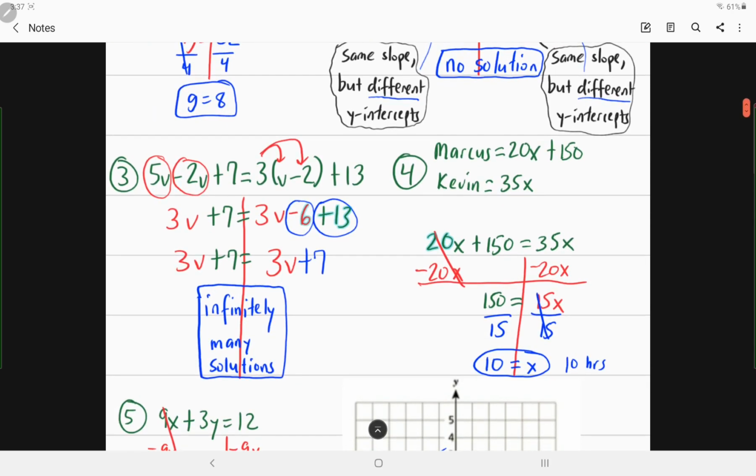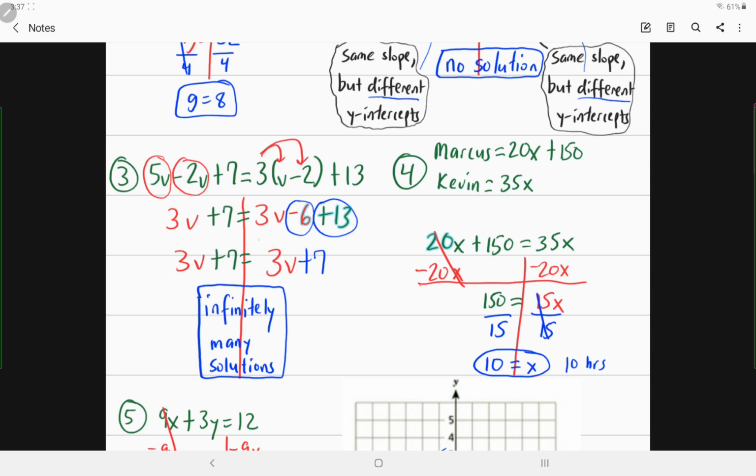So number 3, you have these two terms here circled in red. You want to combine those like terms first. 5v minus 2v gives you 3v. Then on the right-hand side, you want to use distributive property. Multiply, get rid of those parentheses, and you get 3v minus 6. Then you're going to combine those two terms here that you see in teal. So negative 6 plus 13 gives you the positive 7.